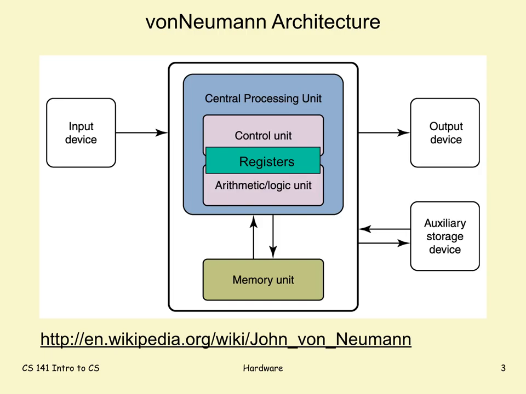In a von Neumann architecture, the computer is divided up into 5 different areas. There's the central processing unit that we'll talk more about. There's input devices like keyboards and mice, output devices like displays and printers, auxiliary storage like your hard disk or flash drives or CDs, things like that, and then a main memory unit that directly talks to the CPU.